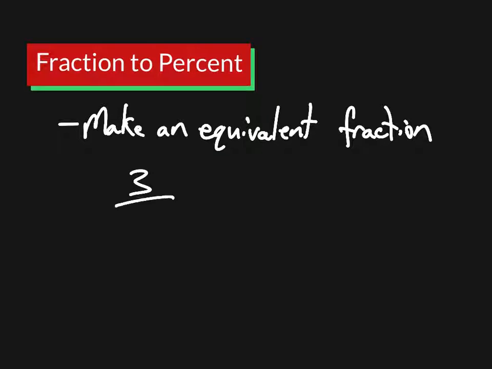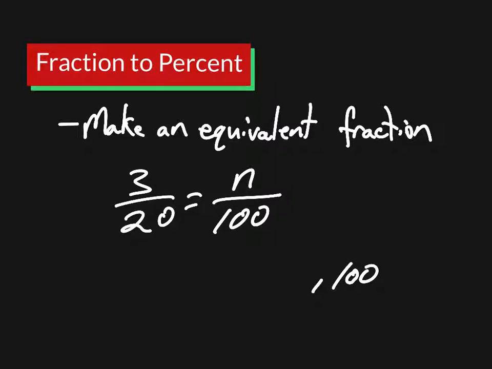So if we have 3 over 20, if we want to find out what percent it is, we need to change it to something over 100. Now I'm just going to put an n there to stand for the something for now. So to raise the fraction, we're going to find out how many times does 20 go into 100. And to do that, we can divide 100 divided by 20, and the answer is going to be 5.